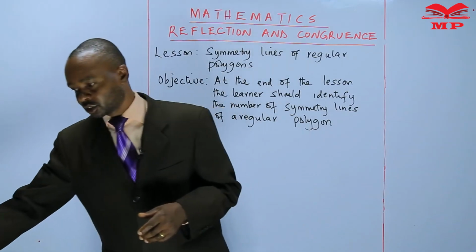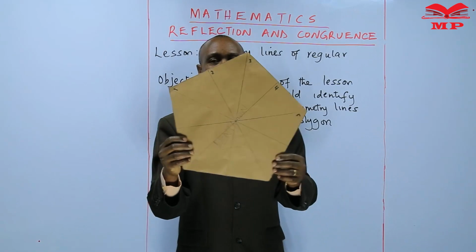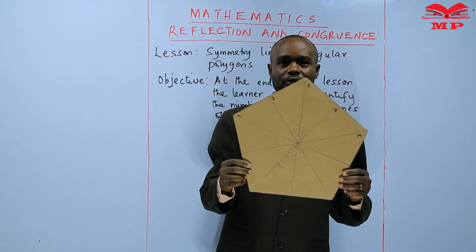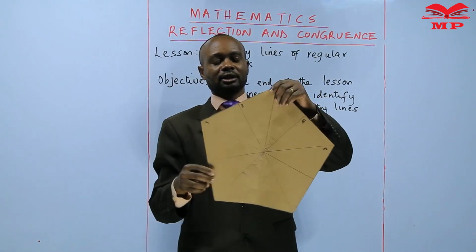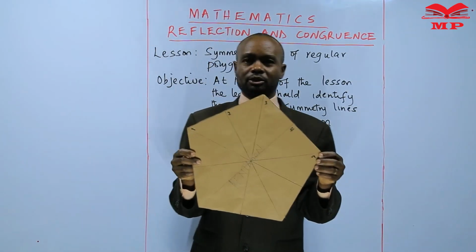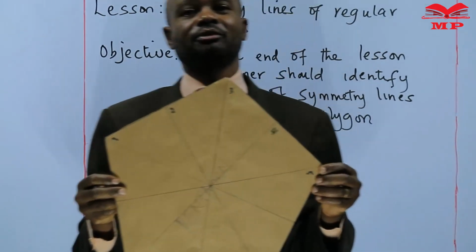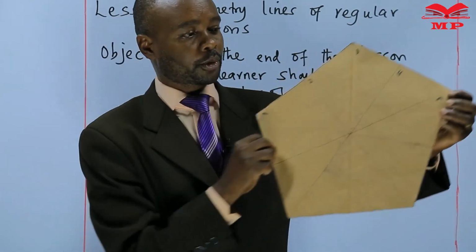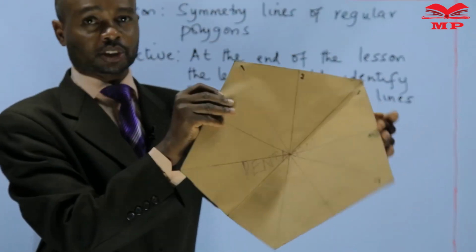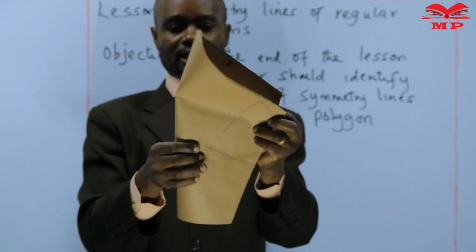I'll start with this 5-sided regular polygon. If you look at it, it has those 5 sides. And we said in symmetry, we are looking for a line that will give the proportionate similarity of the 2 halves. So we start by looking at those lines.